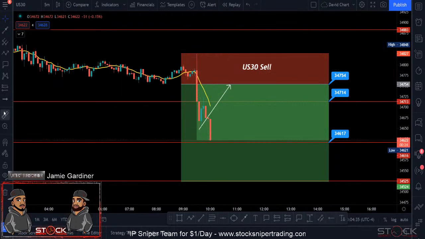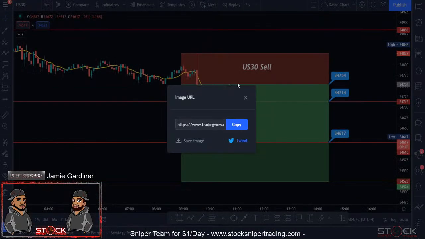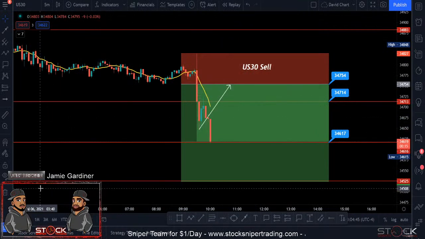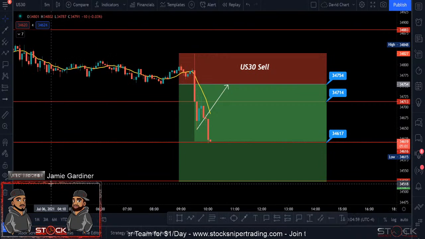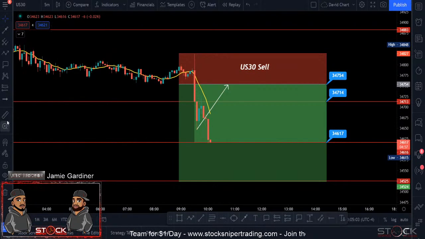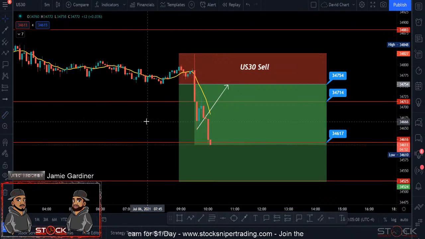All right, pretty much looking pretty good. Okay, we hit it. Second take profit taken. All right. Continuation. Let's see what's going to happen here. 140 pips.